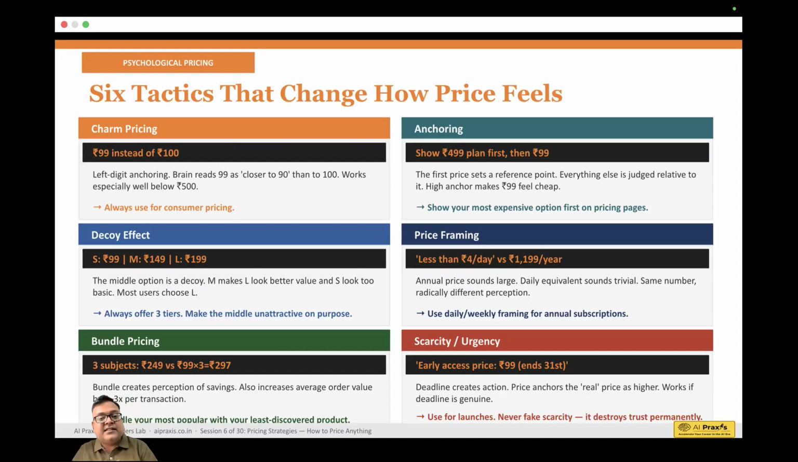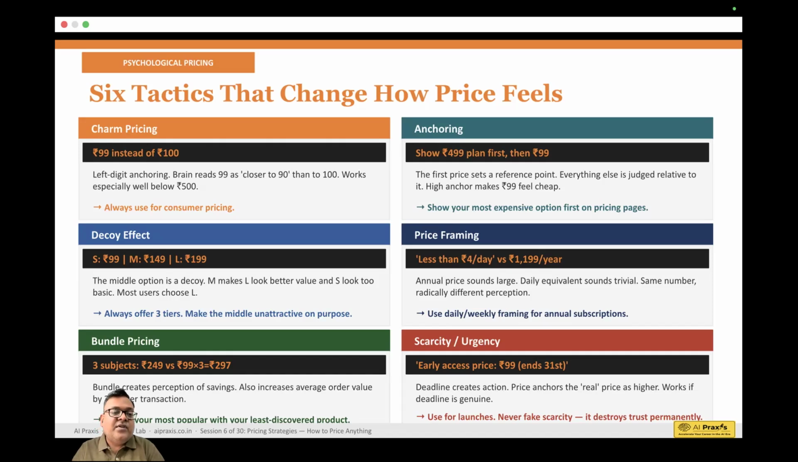There are 6 tactics that change how price feels. So this 99 versus 100 is charm pricing, left digit anchoring. You're basically trying to shape customers' perception towards the left digit especially. The brain reads 99 as closer to 90.